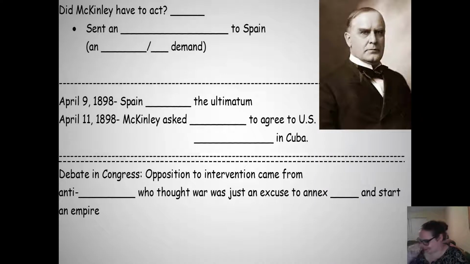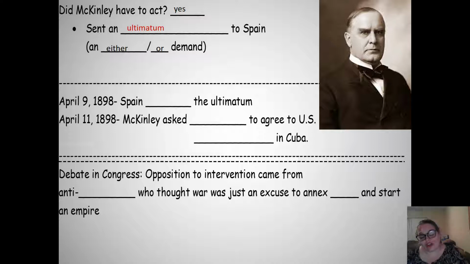Okay. Now, when the Maine sinks, does McKinley have to do something? Yes. He is the president of the United States, and now you have the majority of the country thinking we were just attacked. He has to do something. So his response is to send an ultimatum to Spain. Okay, and an ultimatum is an either-or demand. Parents are really good at this. Either you do this, or I will kill you. Okay? That was my mom's favorite ultimatum. What I give my son a lot is either you pick up your toys, or you don't get your tablet. Okay?